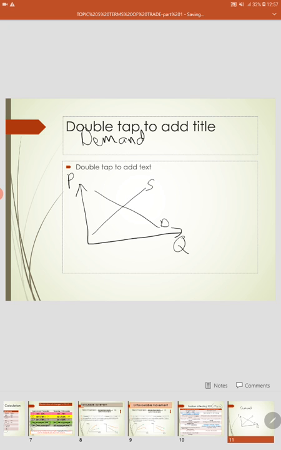Just assume this is for face mask, okay, and this is your original price, this is your quantity, okay. So now what happened is, for example, at current situation the demand has increased. So demand increase means the demand curve shifts to your rightward like this, okay. So when the demand curve shifts, it's causing the price to increase, isn't it?